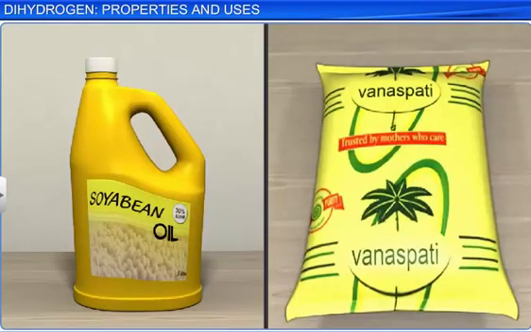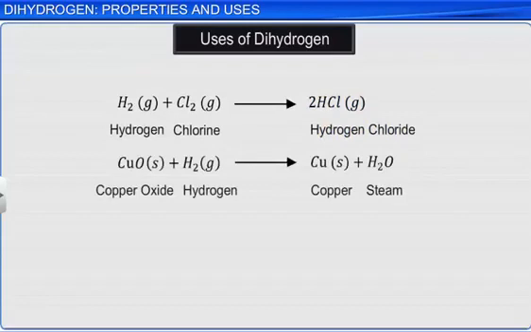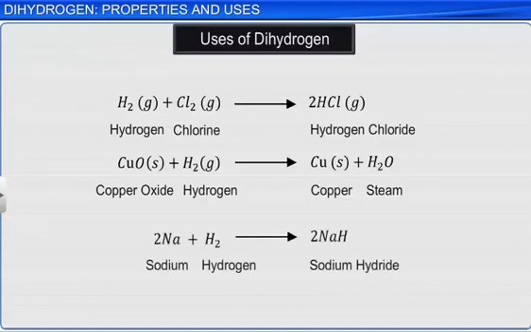Here, vegetable oils such as soybean are hydrogenated to obtain vanaspati. Commercially, it is used in the preparation of hydrogen chloride, as a reducing agent to reduce metal oxides into their respective metals, and also in the manufacture of metal hydrides.